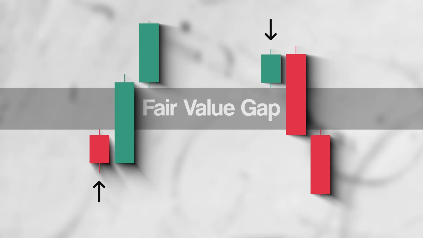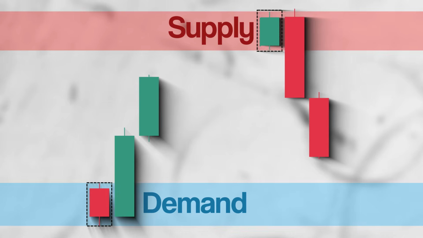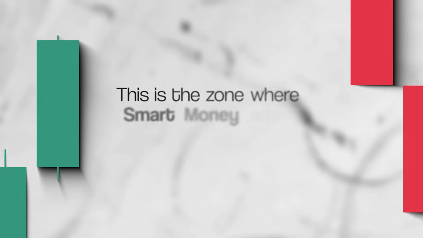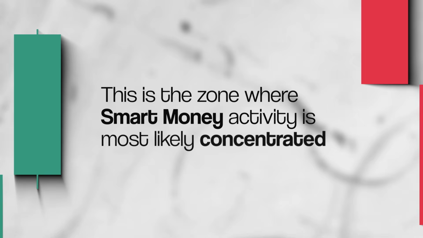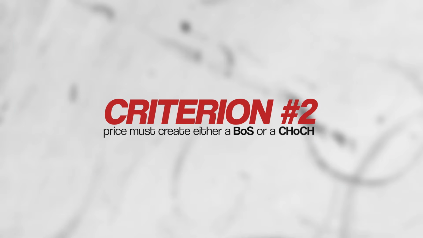The candle that comes right before the fair value gap defines the boundaries of our supply or demand zone. This is the zone where smart money activity is most likely concentrated. The second key criterion is that price must create either a break of structure or a change of character.